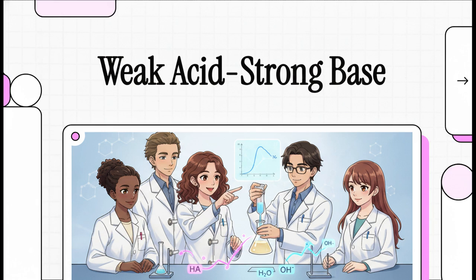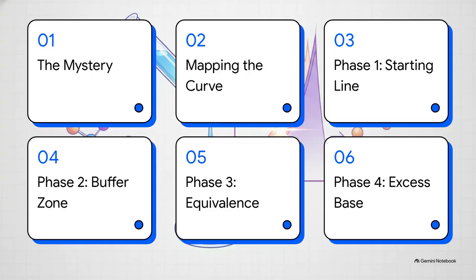Let's get into it. Here is our roadmap for today. The mystery in the flask, mapping the titration curve. Phase 1, the starting line. Phase 2, the buffer zone. Phase 3, equivalence point. And finally, Phase 4, excess base.